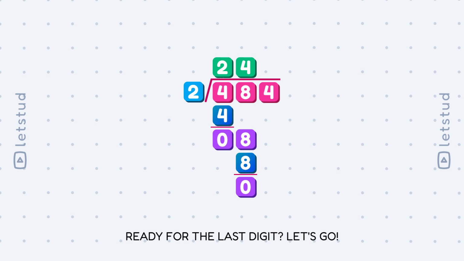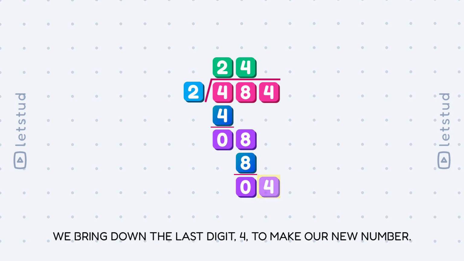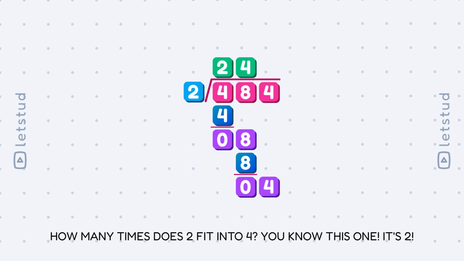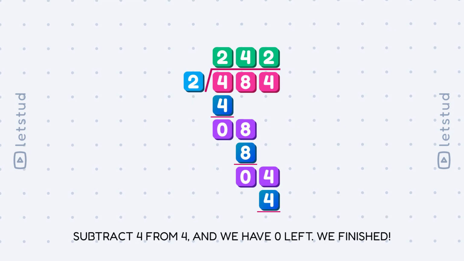Ready for the last digit, let's go. Last but not least, we bring down the final 4, we're almost there. We bring down the last digit 4 to make our new number. How many times does 2 fit into 4? You know this one, it's 2. Check our work, 2 times 2 is 4, nailed it. Subtract 4 from 4 and we have 0 left, we finished.